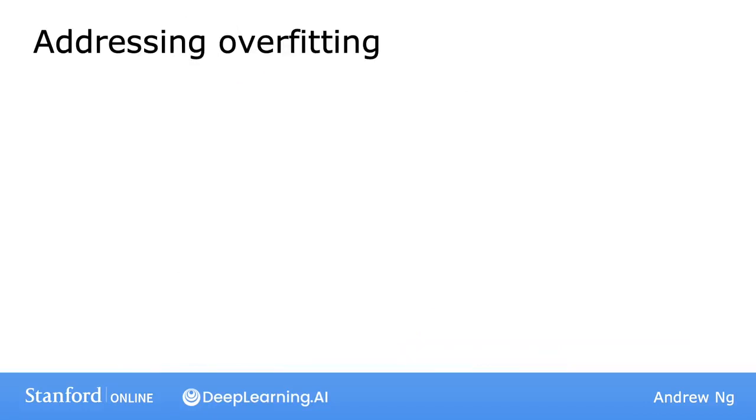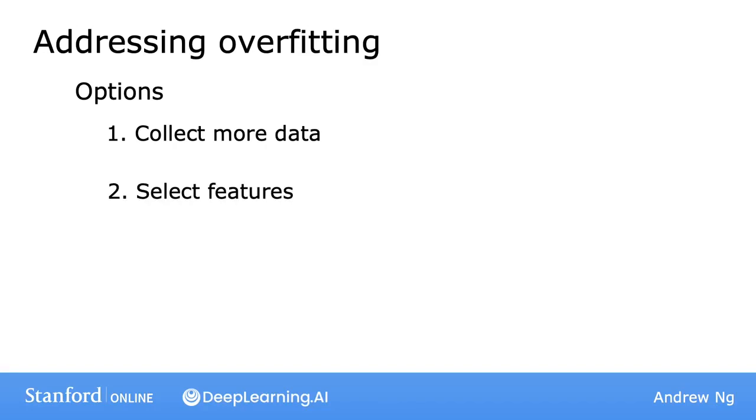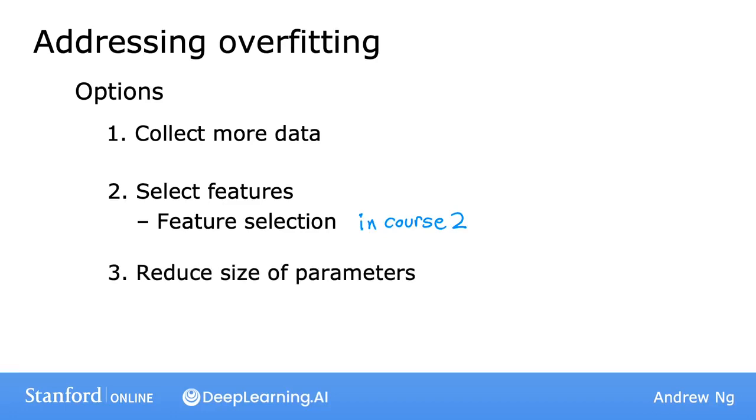So to recap, these are the 3 ways you saw in this video for addressing overfitting. 1. Collect more data. If you can get more data, this can really help reduce overfitting. Sometimes that's not possible, in which case some of the options are 2. Try selecting and using only a subset of the features. You learn more about feature selection in course 2. 3 would be to reduce the size of the parameters using regularization. This will be the subject of the next video as well.